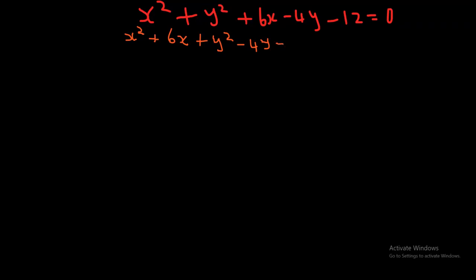As we know from the completing the square method, the number must go to the other side. So 12 will jump the bridge and go to the other side as it is. That'll be the first step.